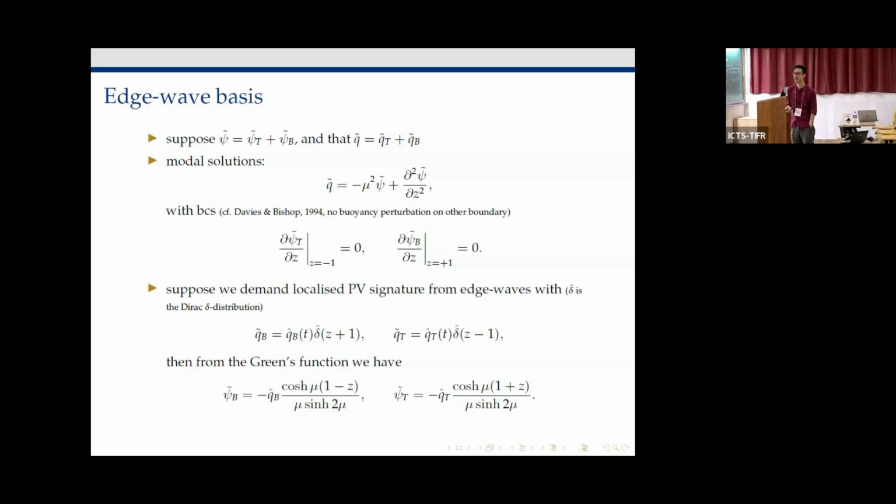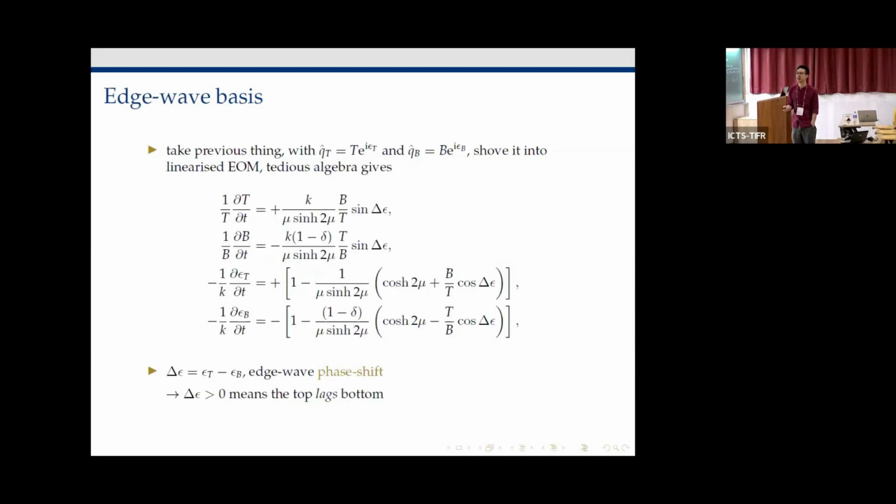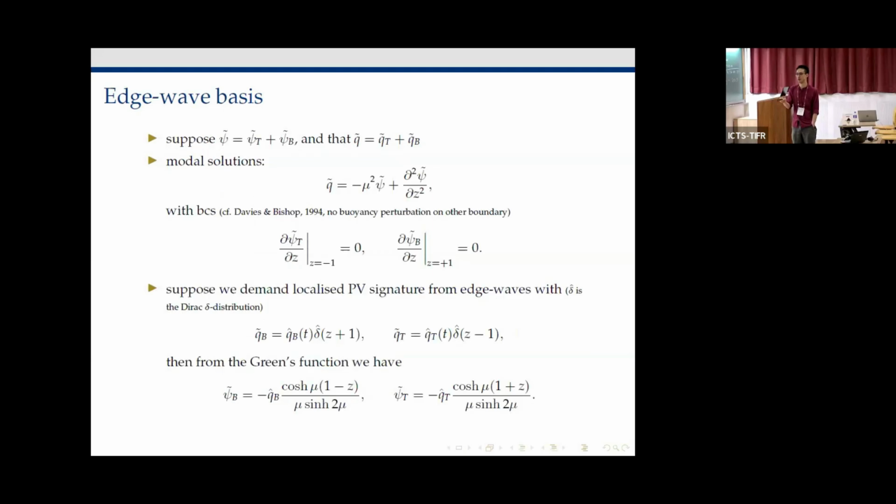All right. So now you have this stream function. You can put this back into the equations of motion. So there's a lot of tedious algebra which I skip. So what you're going to do is take this psi b and psi t. This is your psi. So you're going to expand your previous equation in the stream function in psi t and psi b. So now the things you have are qb and qt hat.